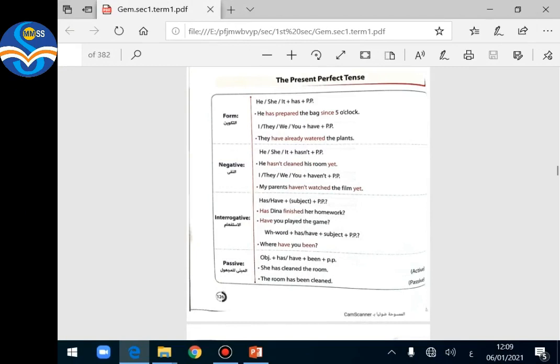Today I'm going to explain the third unit of first secondary. Let's revise what we have taken in Unit 2 and Unit 1 quickly. In Unit 1, we've taken the present simple, the past simple and the past continuous. Then in Unit 2, we've taken the difference between the present simple and the past simple. Now, we're going to take the third lesson for today, which is the present perfect tense.